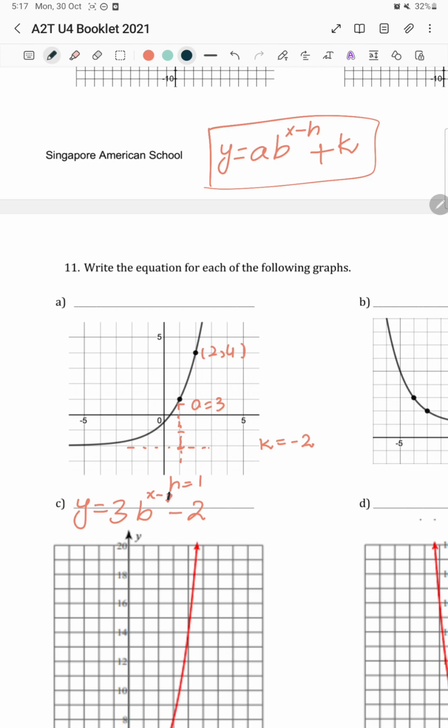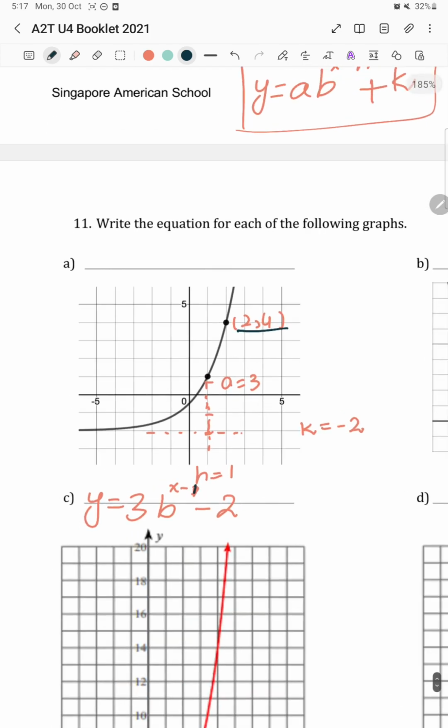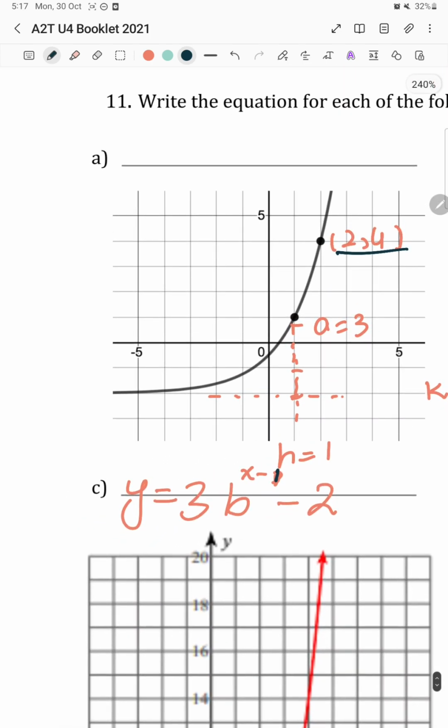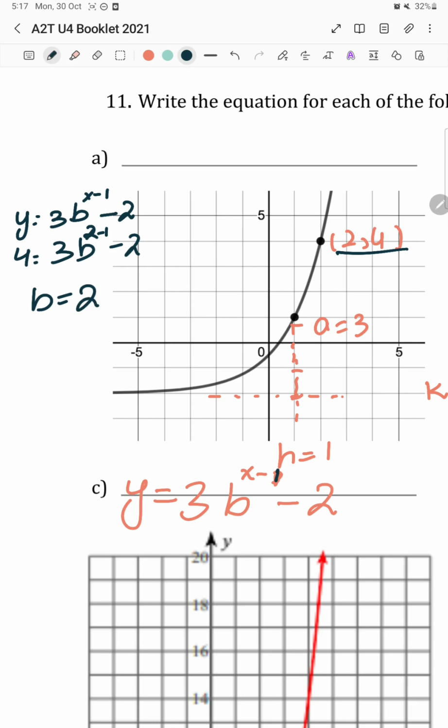Okay, and taking this point 2 and 4, what we're going to do is y is equal to 3b to the power x minus 1 minus 2. 4 is equal to 3b to the power 2 minus 1 minus 2, so b is equal to 2.